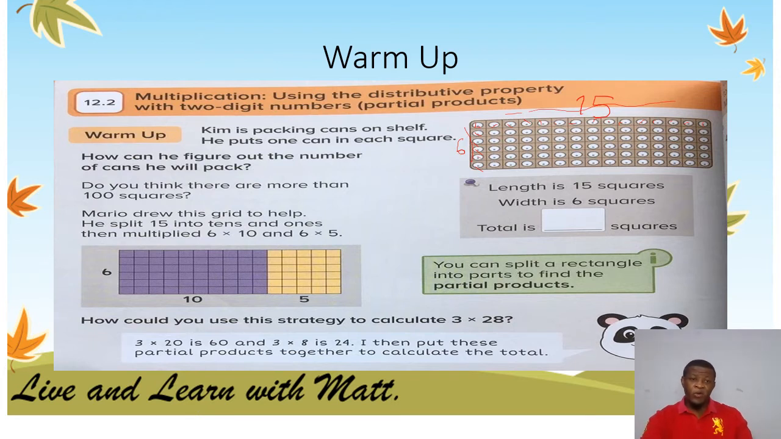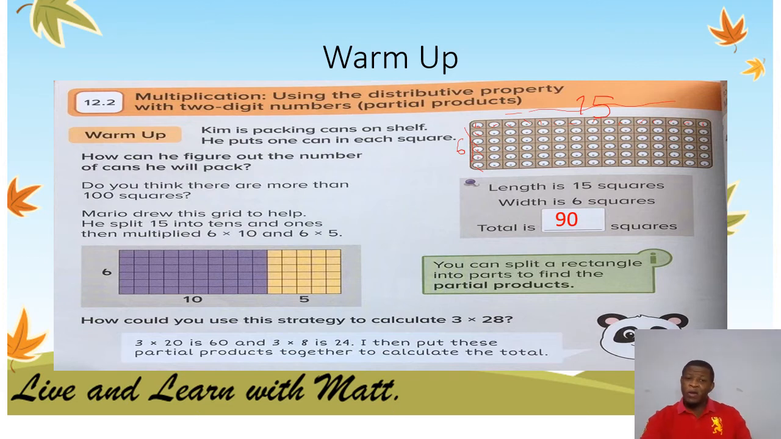It's not up to 100 because the length is 15 squares each, and 6 is the width, so therefore it's going to be 6 times 10 is 60, plus 6 times 5, that is 30. So altogether will be 90. So that will be 90 squares. So it's not up to 100 squares.